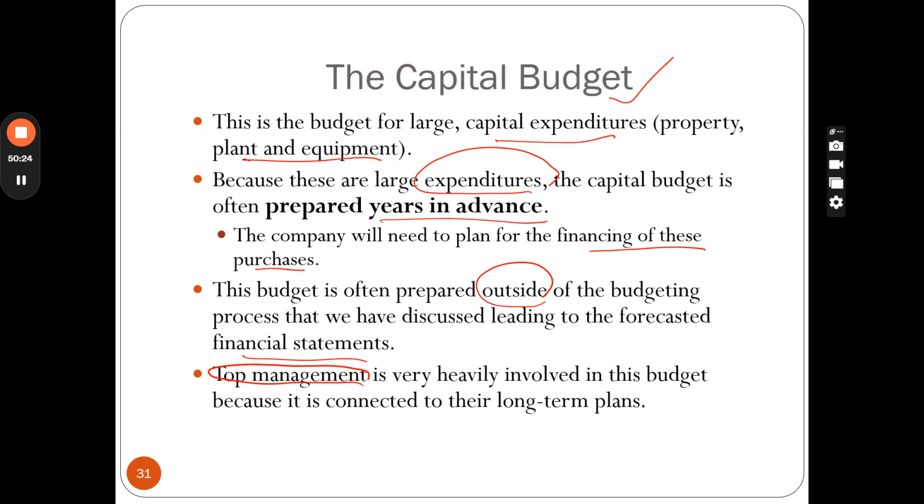So that's it for this presentation. We will stop this video now, and we are going to discuss flexible budgeting in the coming presentation. So this will end up how you will prepare the complete budget.